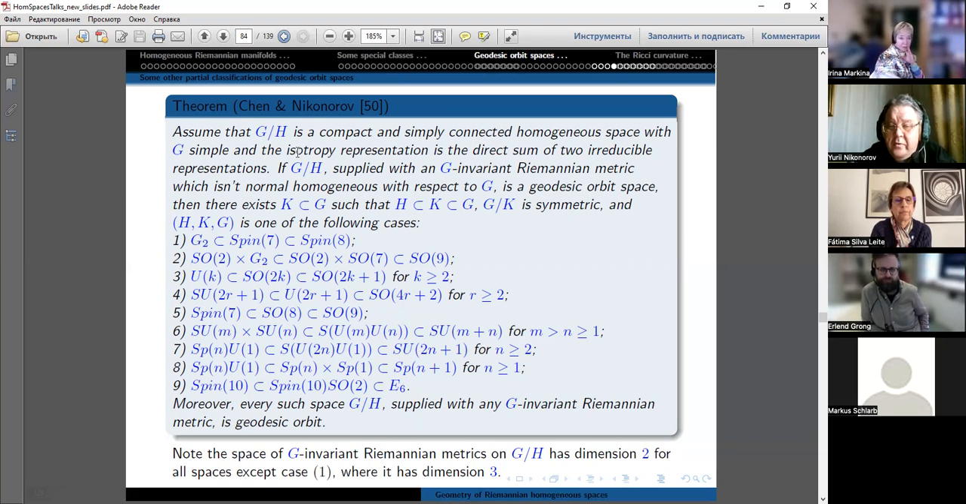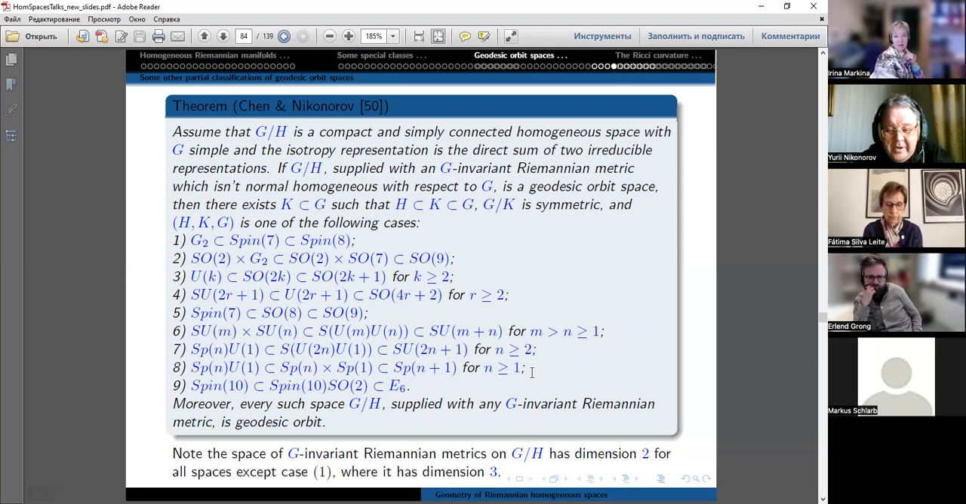The proof is quite complicated because we should use both the classification of all homogeneous spaces with 2 irreducible components and some results or characterization of geodesic orbit spaces and so on, so on, so on. It's a very complicated result by proof. But the statement is not so awful, really, in fact.